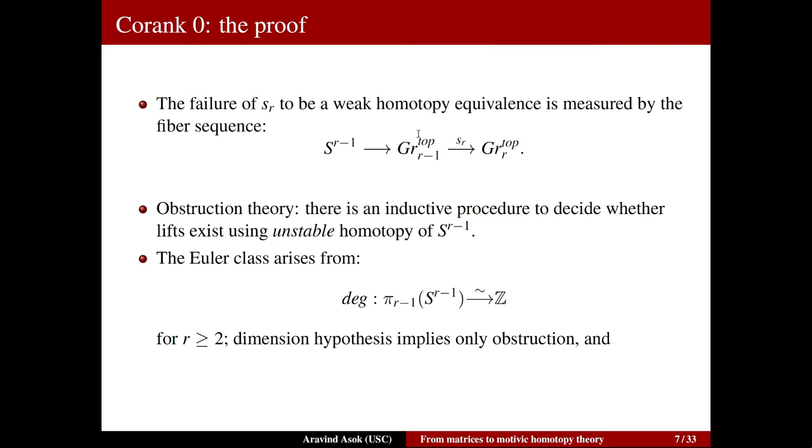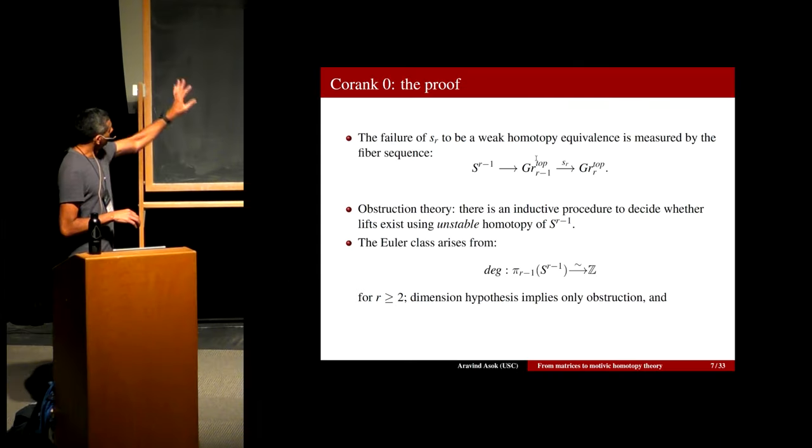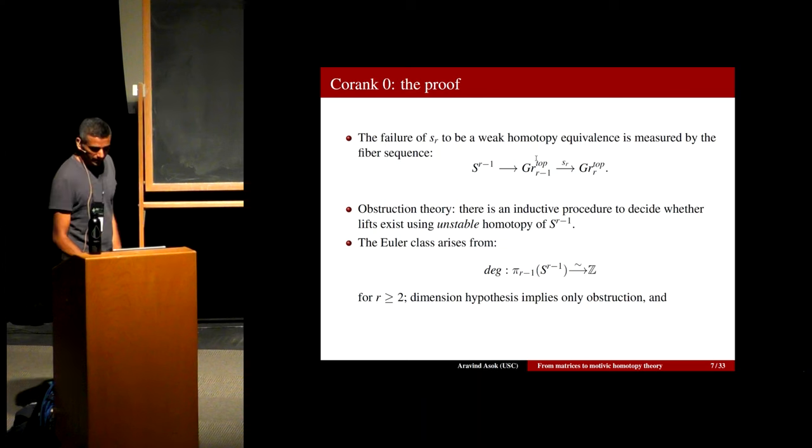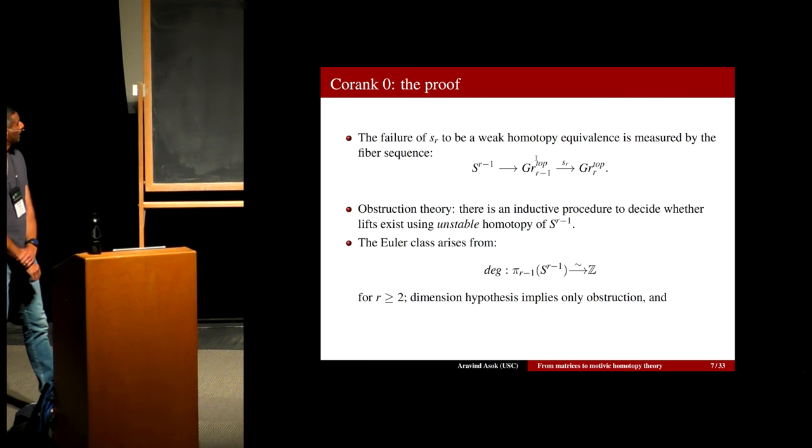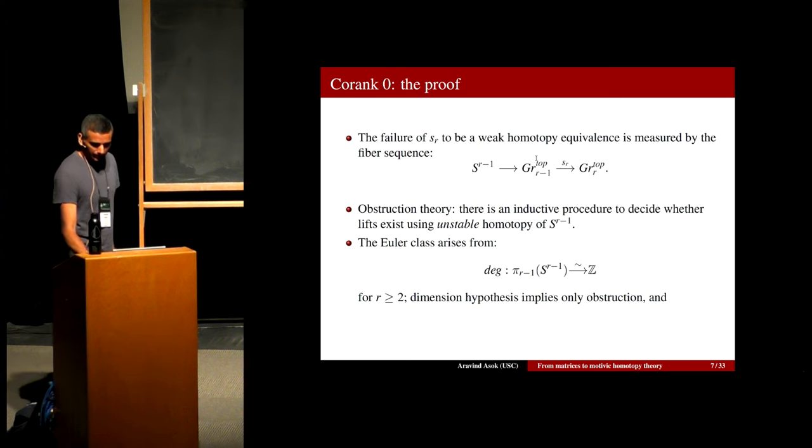And I said this procedure was sort of inductive based on the cells, and the dimension hypothesis implies that there's only one obstruction. Basically, these cohomology classes that you get by attaching cells are all going to vanish if I'm above the dimension, and so there's only one. The Euler class is the only thing that's going to potentially obstruct being able to lift in this map. All right, so this is a general procedure, and I'd like to bring this back later.